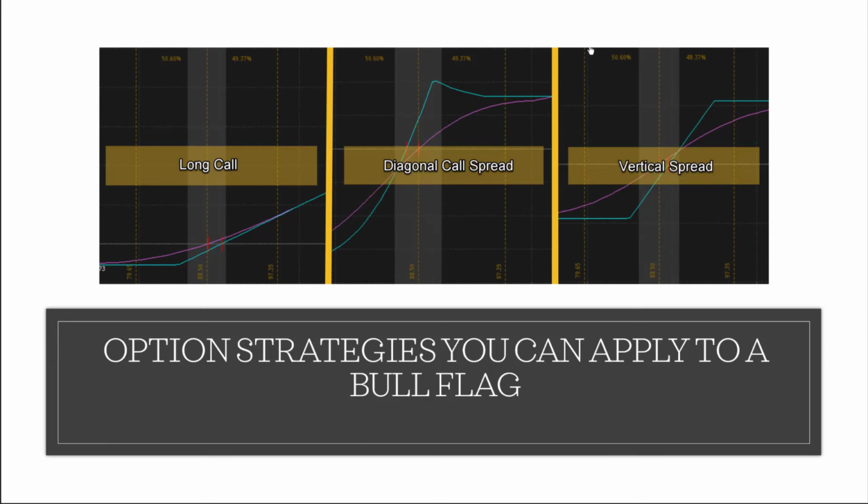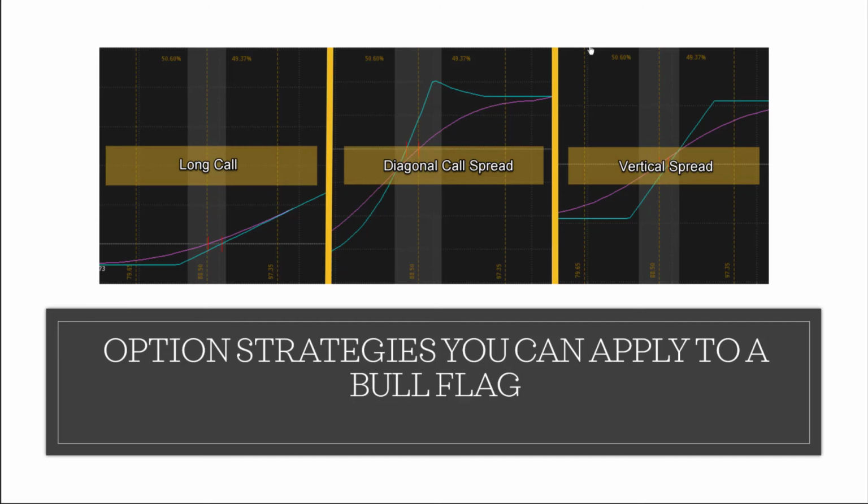The next thing you need to ask yourself is, how do you want to trade the bull flag setup? You could do a long call, or a diagonal call spread, or a vertical spread. You have options. Options give you options. Each one has its own pro and con, and they all have their own little quirks to how each one works. Well, you may be asking yourself, I don't know how to do any of those combos or spreads or what any of that means. Well, you're in luck. I have something just for you.